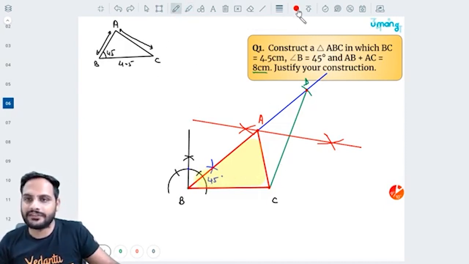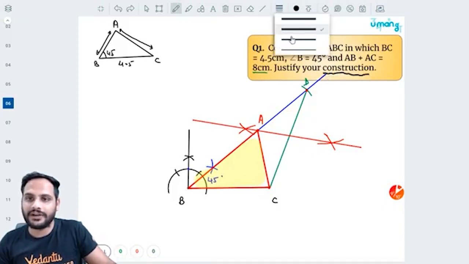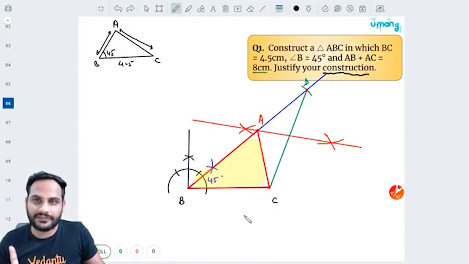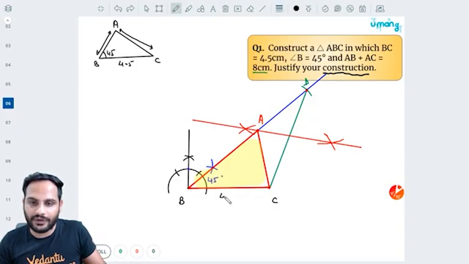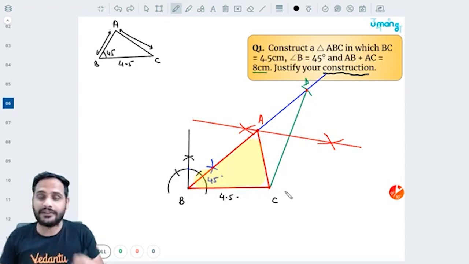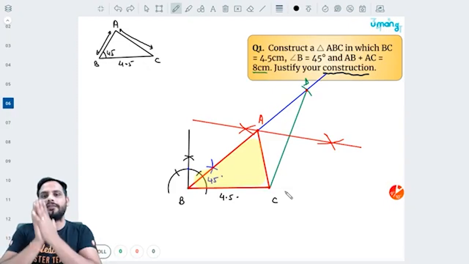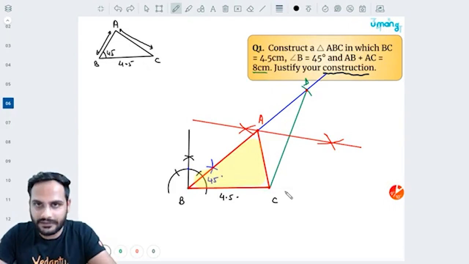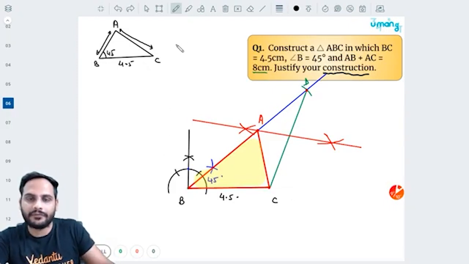Now they are saying justify your construction as well. Okay, so how do you justify this? First thing, beta, listen, BC is 4.5, rest all is given. How do I justify that AB plus AC is equal to 8 centimeter? Now you know that whenever I draw the perpendicular bisector, what is the major thing about the perpendicular bisector?